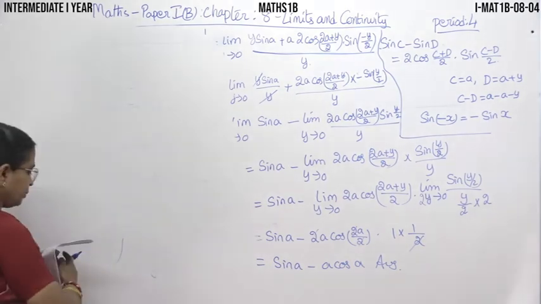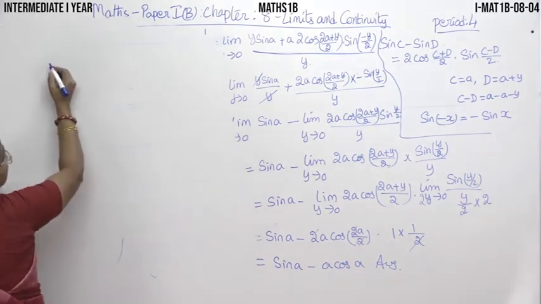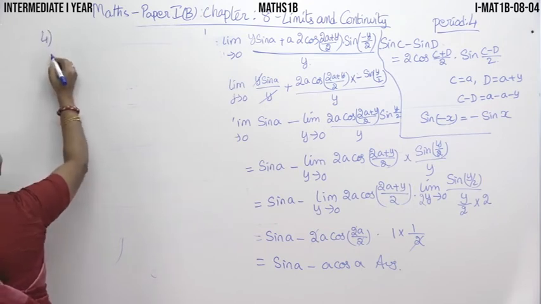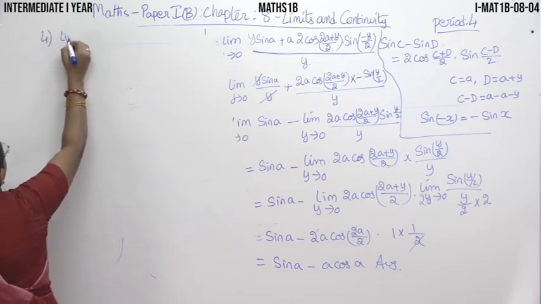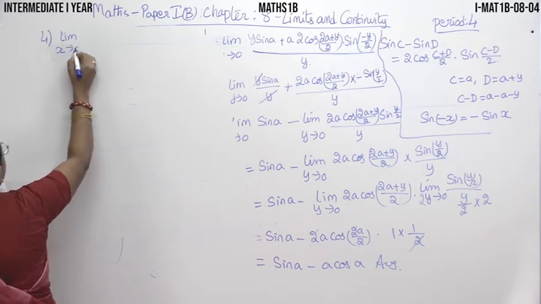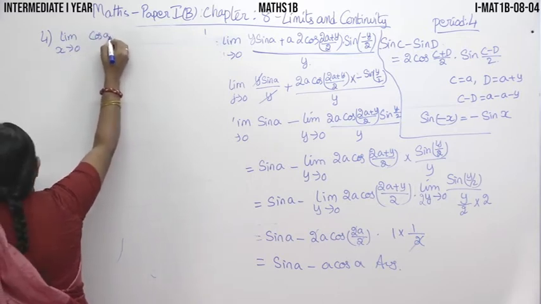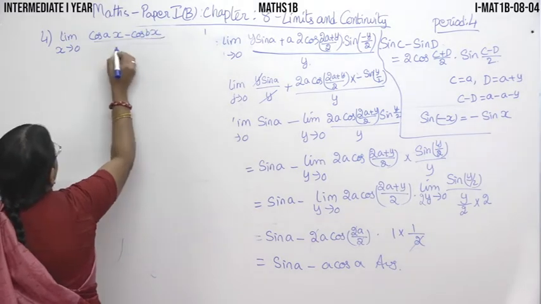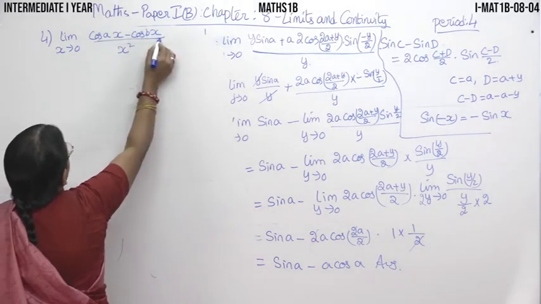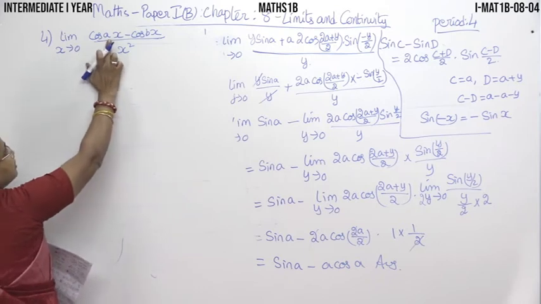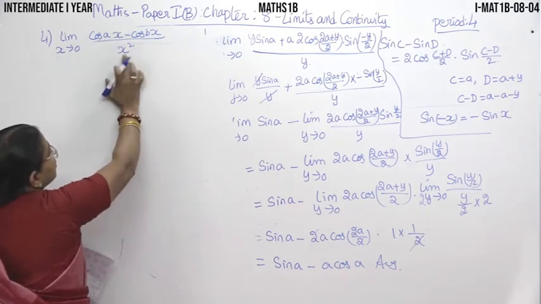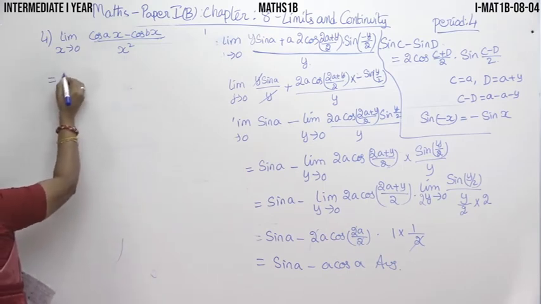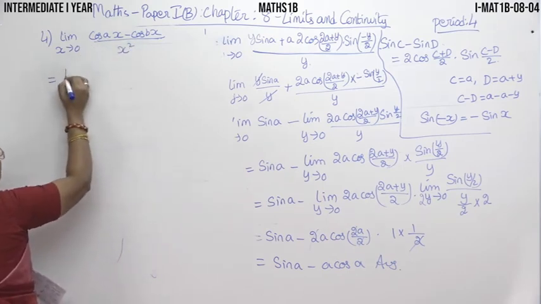Next problem is again similar to this. This is the fourth problem. We'll do the fourth problem. Limit x tending to 0 of cos ax minus cos bx by x square. Again, if you substitute 0, cos 0 is 1, 1 minus 1, 0. 0 by 0 form. So again, we have to use transformations, cos c minus cos d.